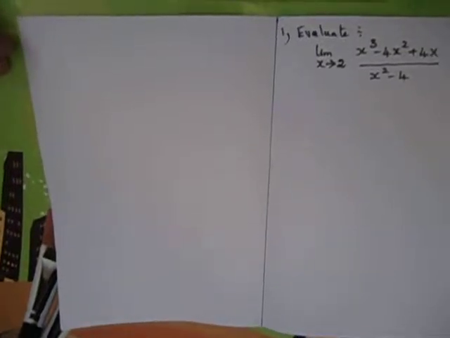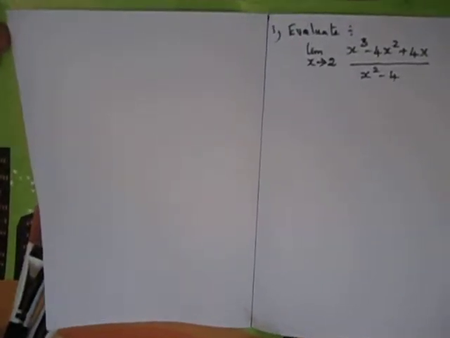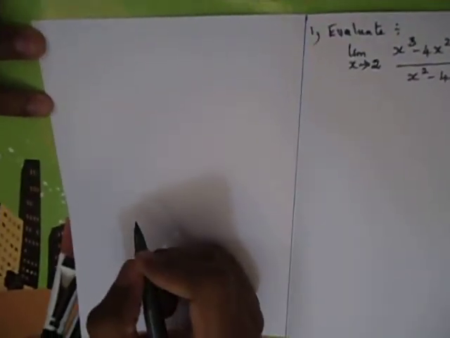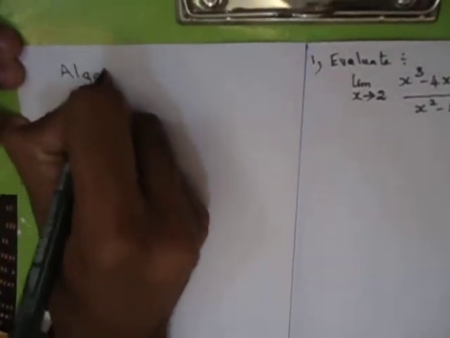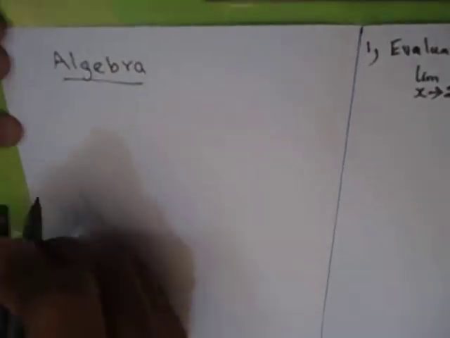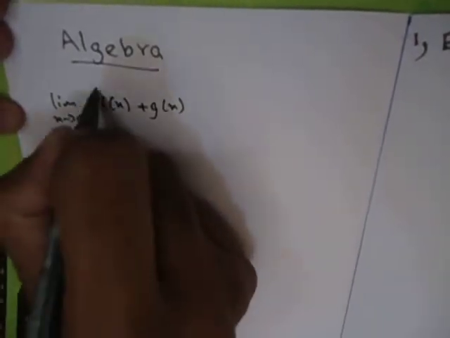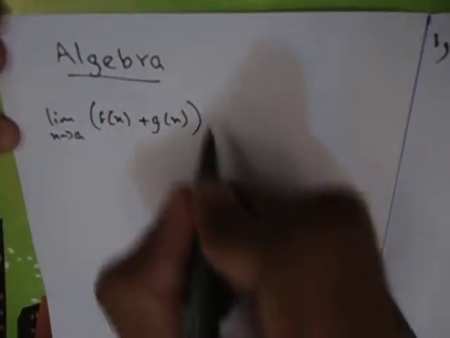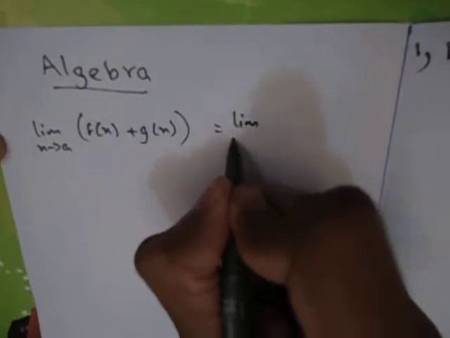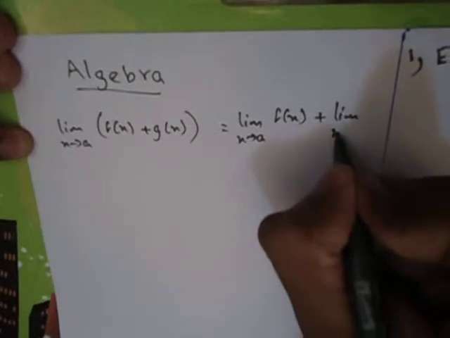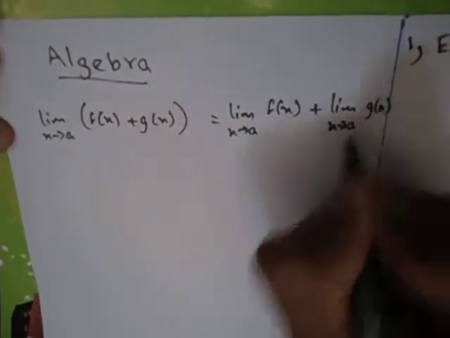Hey guys, in this tutorial we'll take a look into some problems. Before that, we need to know a bit of algebra of limits. So first let's take a look at addition. Limit as x tends to a, f of x plus g of x. So when we have limit of addition of two functions, we can split it into limit x tends to a f of x plus limit x tends to a g of x.